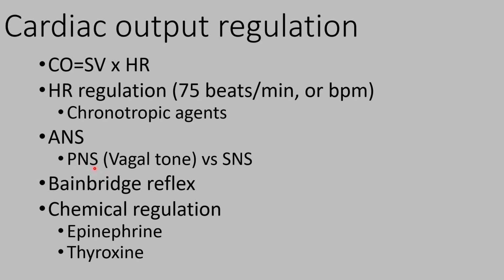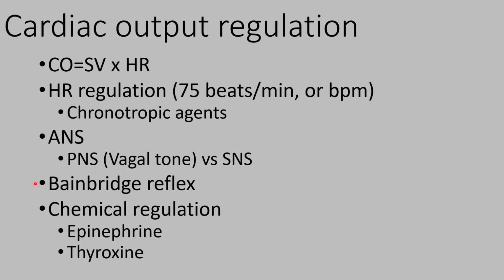So the parasympathetic nervous system, using the vagus nerve to release what was the parasympathetic nervous system neurotransmitter? Acetylcholine, ACH. So parasympathetic nervous system using the vagus nerve releasing ACH onto the heart slows heart rate. PNS is a negative chronotropic agent. It lowers heart rate, which lowers cardiac output.